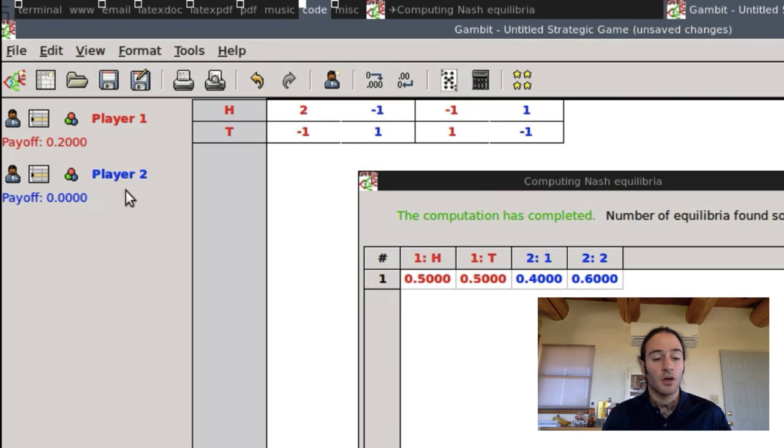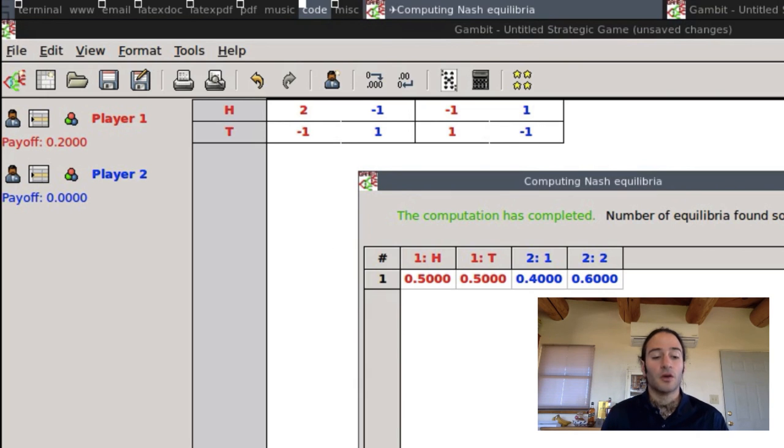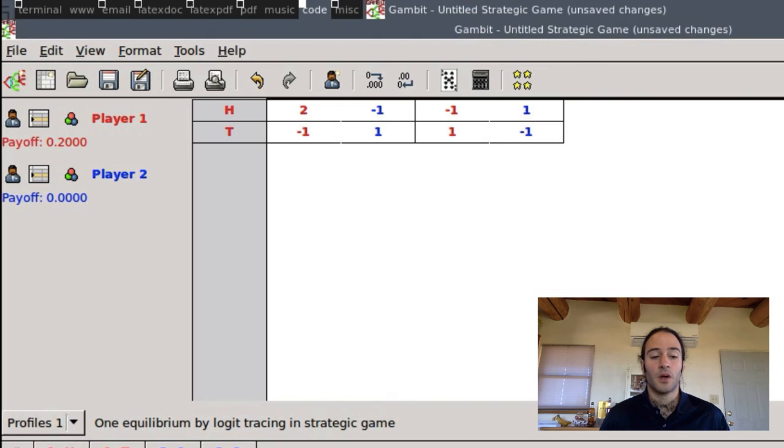I highly suggest downloading Gambit, creating your own normal form games, and using Gambit to solve them. I think it's a very useful exercise to change some of the payoffs to see how the equilibrium might change. In the next video, we'll look at using Gambit to solve an extensive form game.